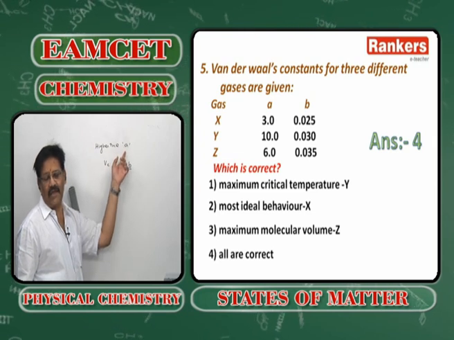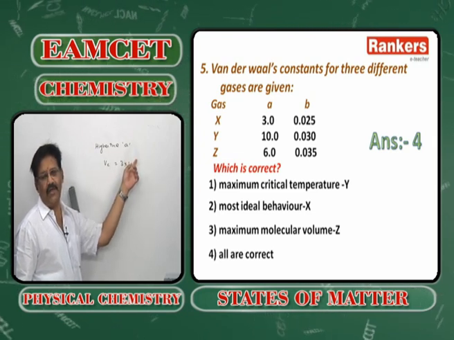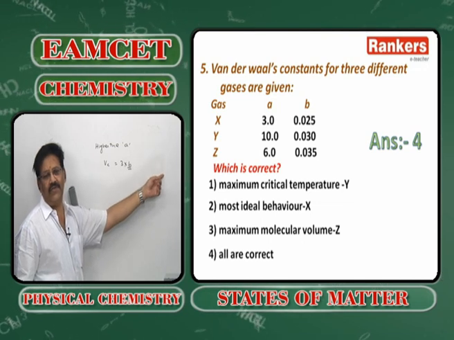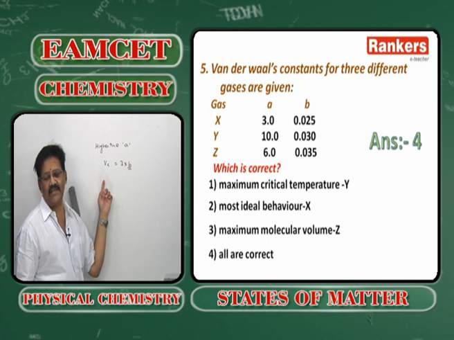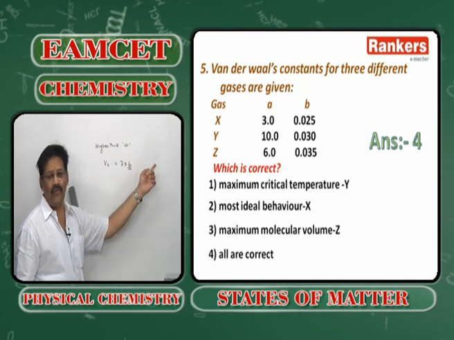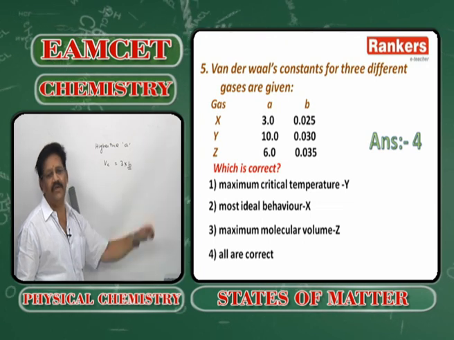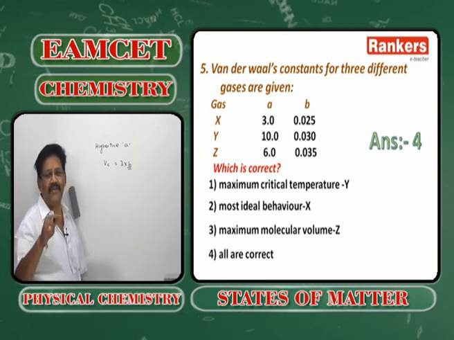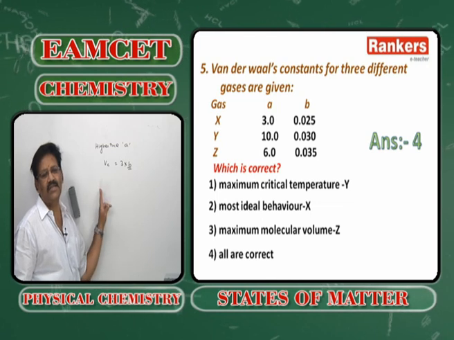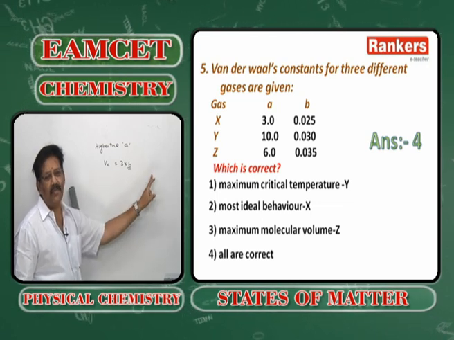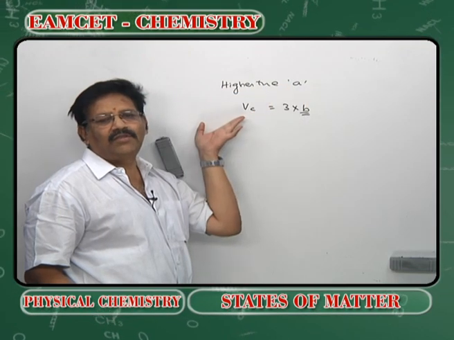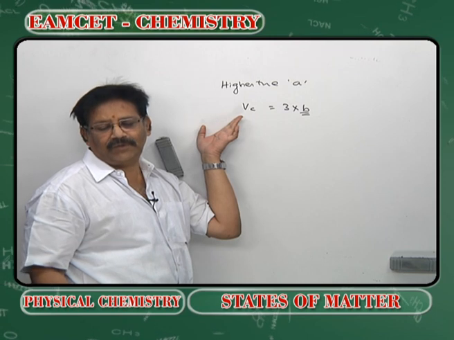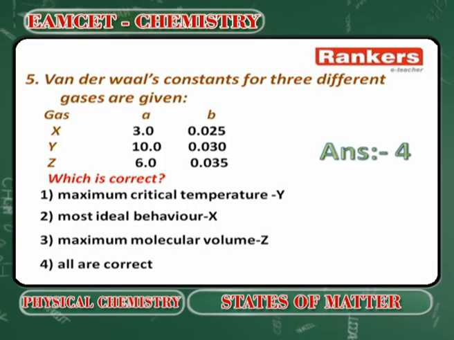Gas Y has a higher A value, so it is easily liquefiable and has a high critical temperature. Gas X has low Van der Waals constants, so its behavior will be close to ideal behavior when compared with the other 2 gases. Gas Z has the higher B value, so when the value of B is more, the volume occupied by the molecule will be more. All statements are correct. So option 4 is the answer.